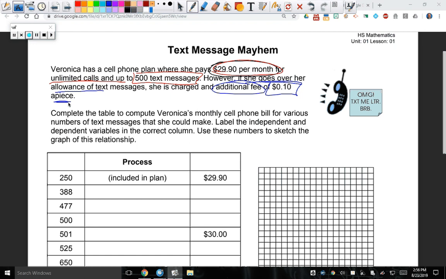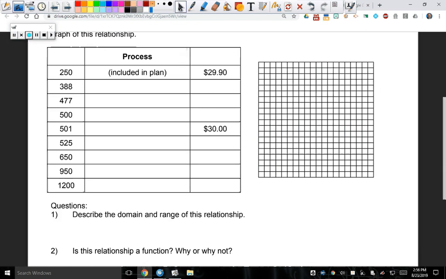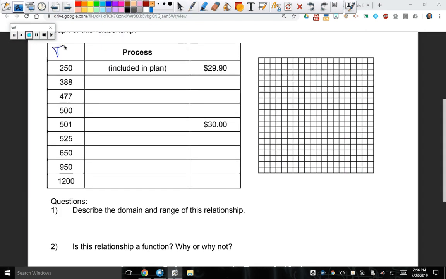Okay? So, let's go ahead and look at the table of how we build this. And we're going to start by putting the texts where the number of texts are right there, which is our X input variable. And we're going to put the monthly bill, which is our Y output value, which is what you see there at $29.90.